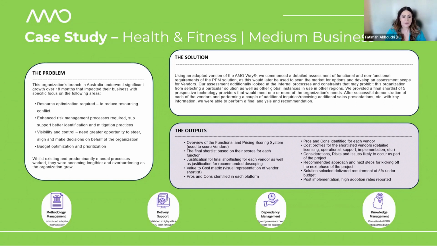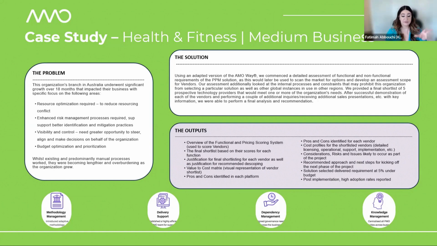So this company was a health and fitness mid-sized business, and they're part of a global chain, and they underwent over about 18 months some significant changes. Their business was growing. They had to optimize the way that they were doing resource management. They had a lot of manual processes in how their trainers and staff were managed across different parts of the fitness chain. They didn't have quite clear visibility, and they needed to optimize the way that they were spending. So they had a lot of challenges.